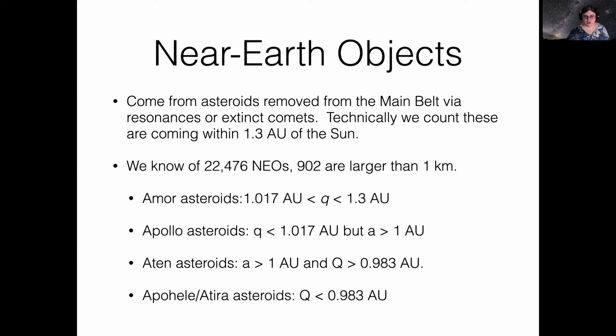Apollo asteroids do cross Earth's orbit, but they have a distance larger than 1 AU. Aten asteroids have a distance smaller than 1 AU. Ooh, that's an error on the slide. But they still cross Earth's orbit. And there's another class of objects that never go outside Earth's orbit. They're always inside Earth's orbit. And they have 2 different names, Apohele and Atira. Atira is the prototypical object. Apohele comes from a Hawaiian word for orbit.